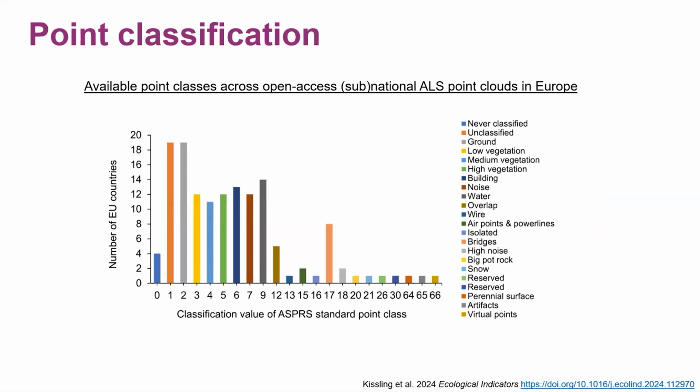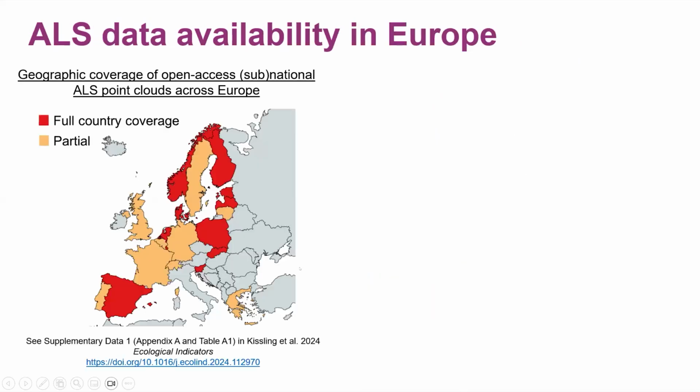If we look across national open access airborne laser scanning point clouds in Europe, so collecting all the information that is available, you will see that most of these point clouds have at least information on unclassified and ground available. Many of them have also information on some vegetation, so low, medium, high vegetation classes. Some have also building, noise, and water, but all other classes are often rarely represented.